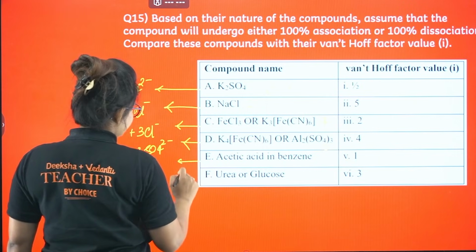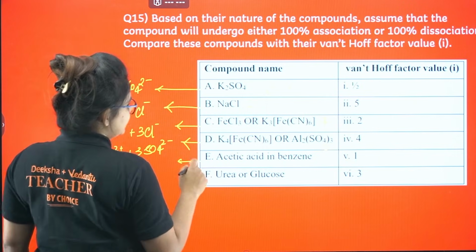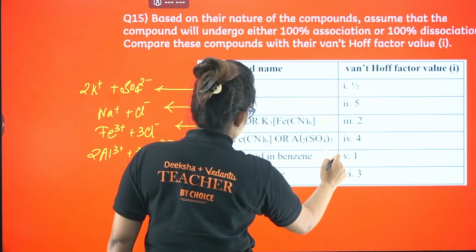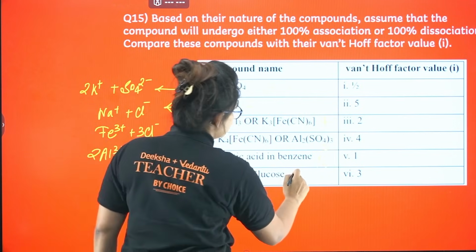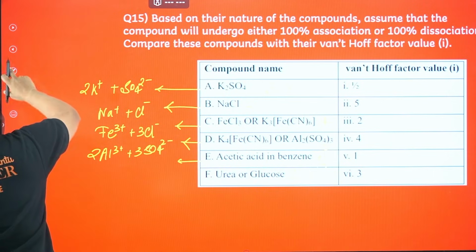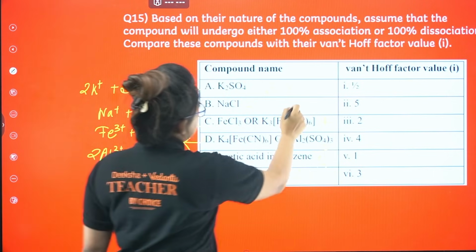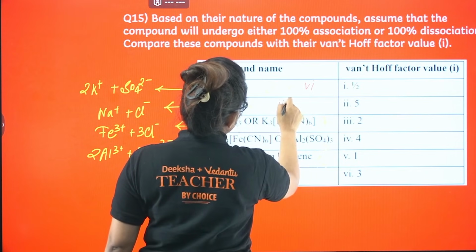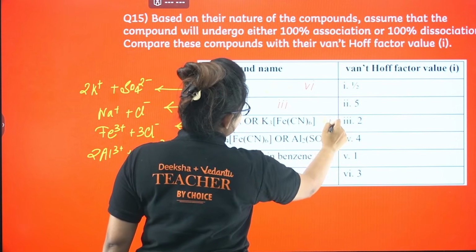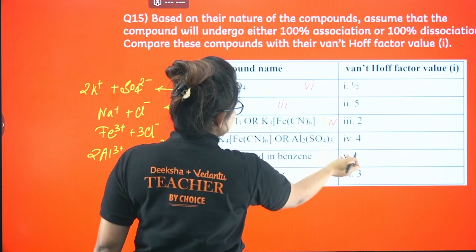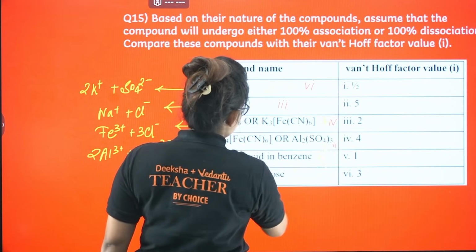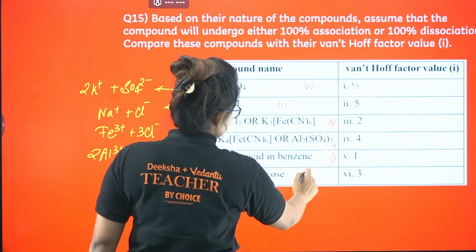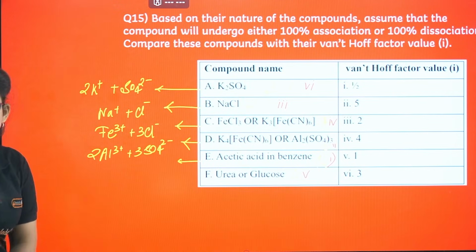Acetic acid in benzene will dimerize, so for dimerization we will get half. Urea and glucose will not dissociate, hence 1. Let me just point it out properly. K2SO4 is going to be 3, NaCl is going to be 2, K3FeCl6 is going to be 4, aluminium sulfate is going to be 5. I guess this is clear now.